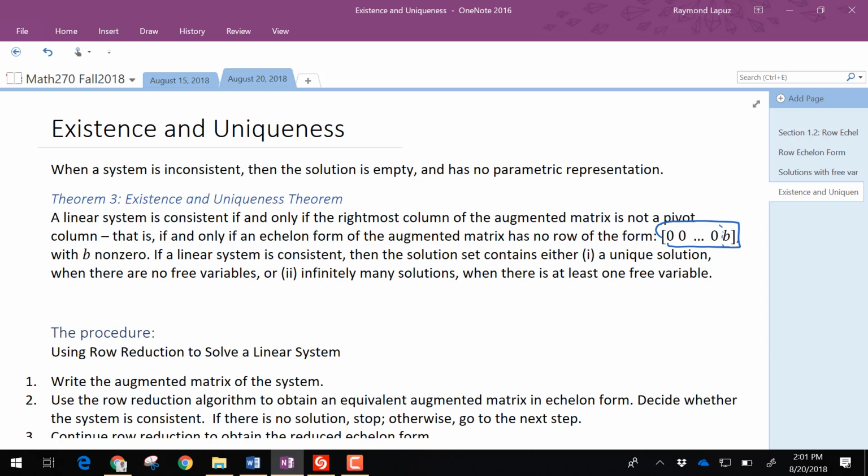So it's inconsistent. If a linear system is consistent, then the solution is either unique or you have free variables and you have infinitely many solutions. So those are the three cases that we talked about. You can't just have five solutions and that's it. It's either exactly one solution or infinitely many.